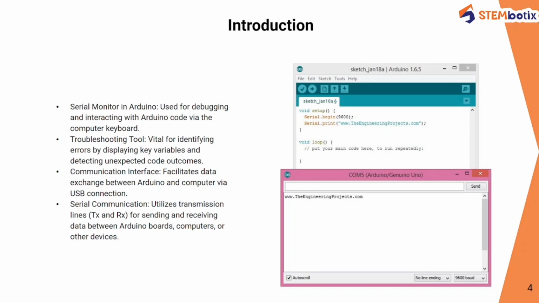Here you can see that in the first display we have a code, and in the other display we have a serial monitor. In the first display we have a code with Serial print, and with this Serial print we can print some lines, like the engineering projects, and in the serial monitor we can see the output of this code as normal text. So now I hope you have learned what the basic concept of the serial monitor is.